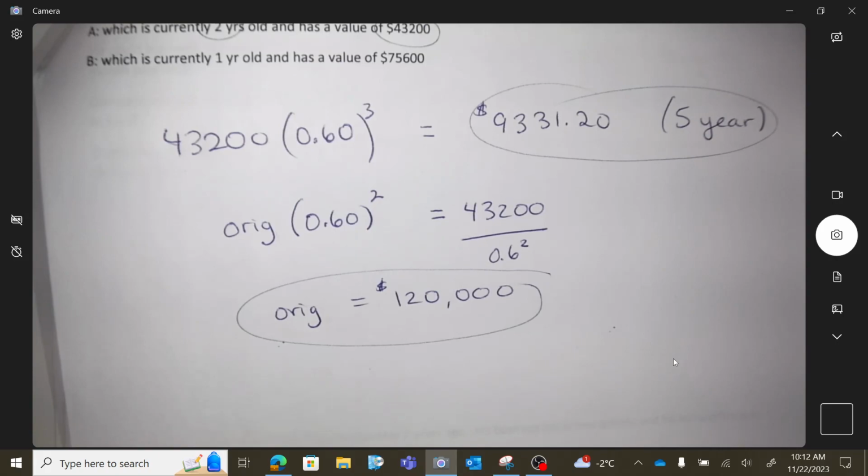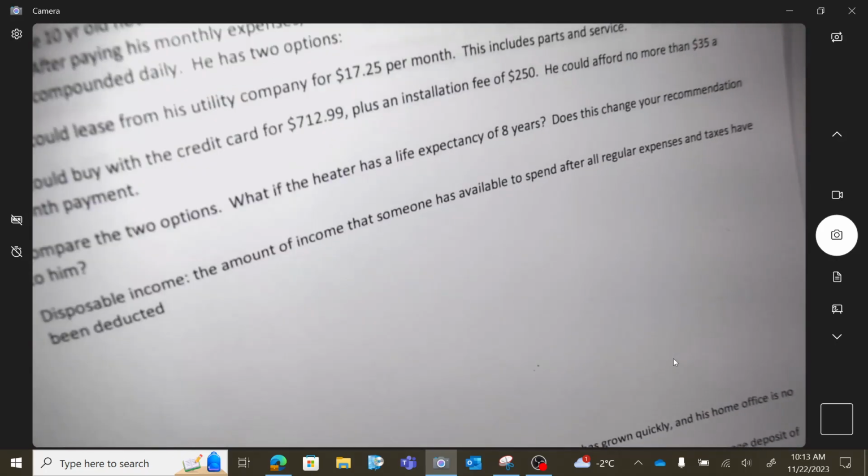Okay, I think we're good. I'm not going to do B. It's the same thing. Are we okay with that? It's just the same example. Okay, so let's see what else we got.